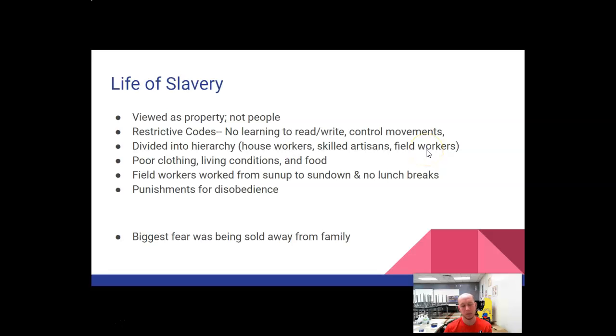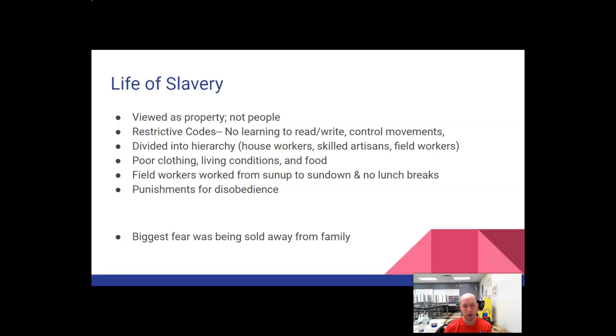field workers, people who worked on fields, attended crops, specifically cotton. We know a lot about those people, who were really subjected to poor clothing, living conditions, and food. Life as a slave, you can imagine, was really tough. Field workers in particular worked from sun up to sundown, no lunch breaks. All throughout the day, it didn't matter, sick, hot, cold, rainy, sun up to sundown, you were working.